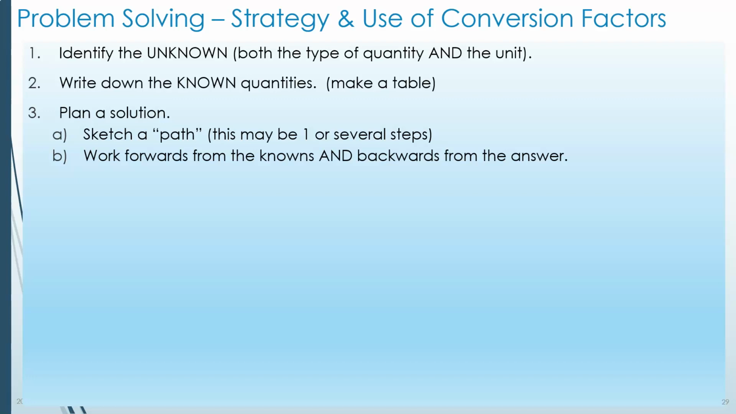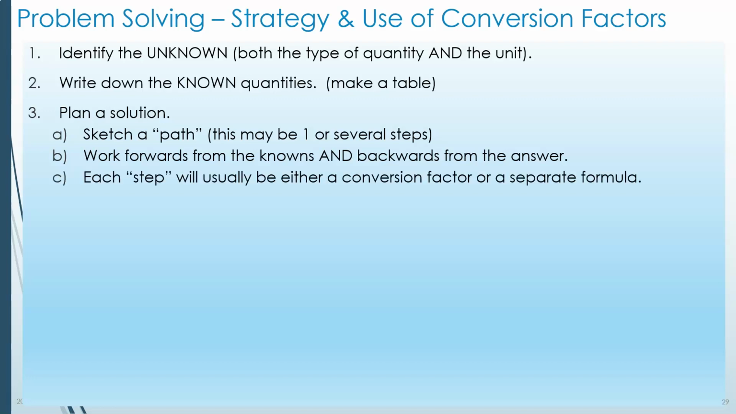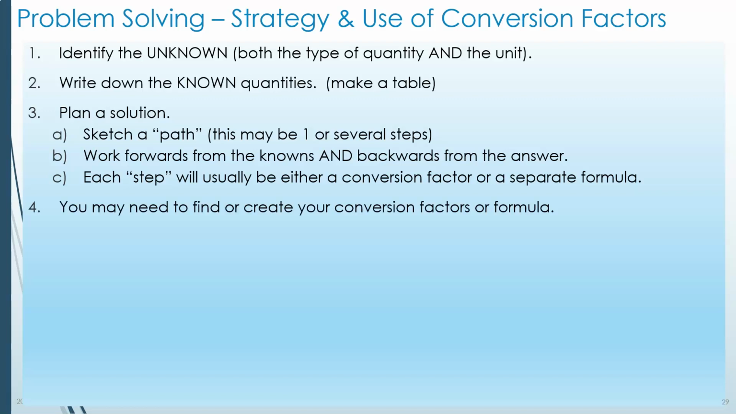And then you can work backwards from the answer as well as forward from the knowns. And therefore, you'll end up with a pathway that links the things you know to things you need to calculate first, to the things you finally will calculate in the answer, the unknown that you desire. So each step in that pathway that you created will either be a conversion factor, and we'll talk about what those are, or a whole separate formula. So you need to find or create your own conversion factors or formula in many cases.